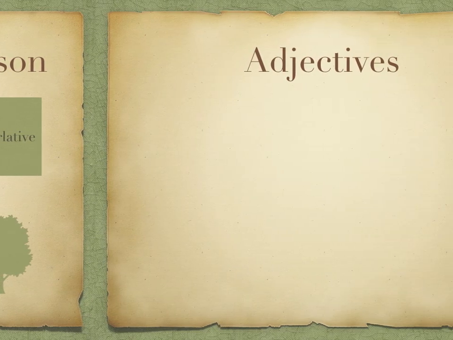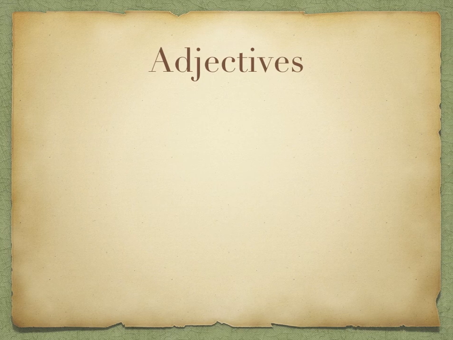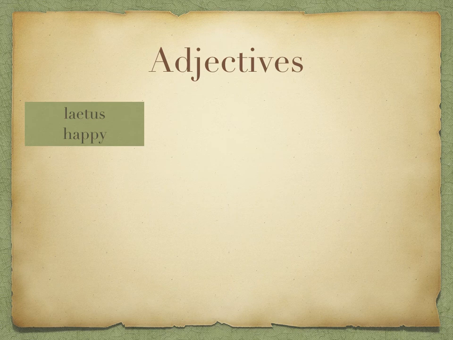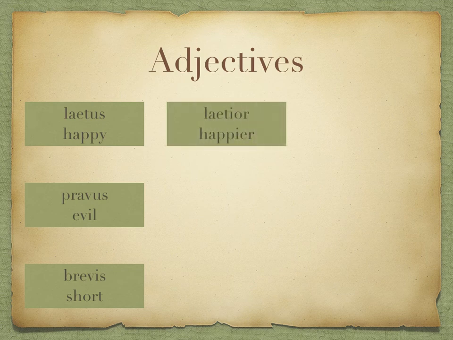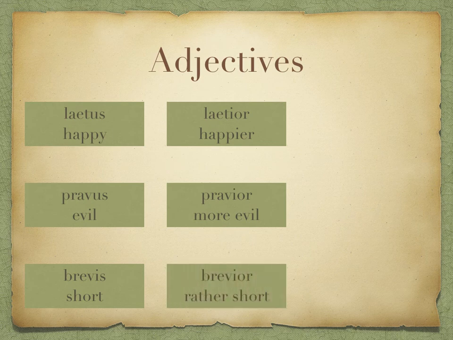We already know how to do this with adjectives, so we'll take three examples in their positive forms. Lightos meaning happy, pravos meaning evil, and brevos meaning short. To make them comparative, we need to add the ending ior to them. So lightos becomes lightior, pravos becomes pravior, and brevos becomes brevior. That ior translates as more, or rather, in English.